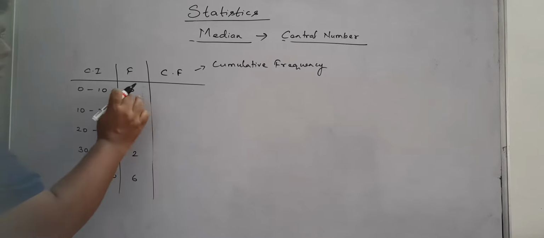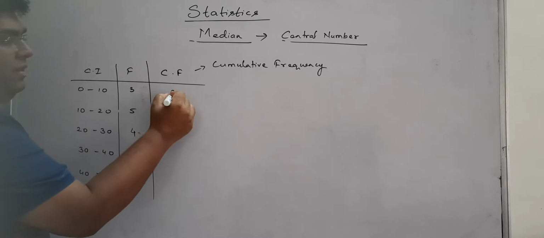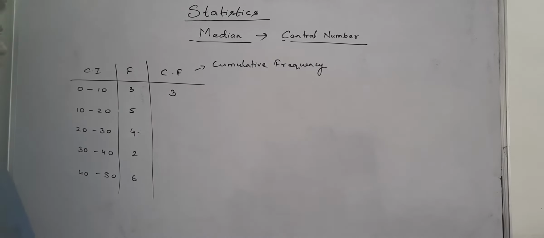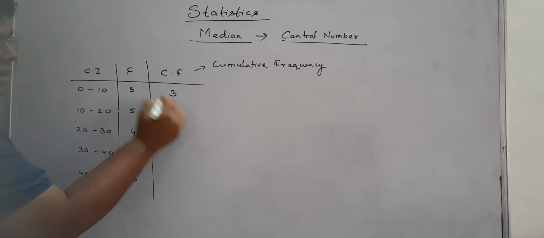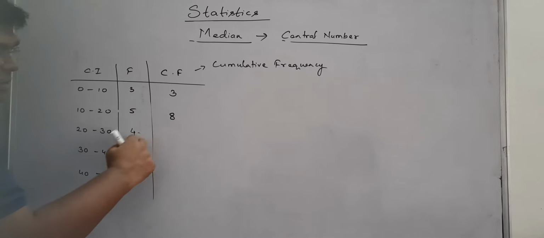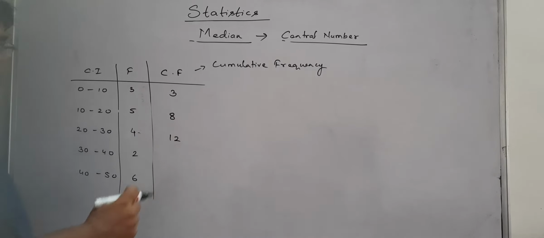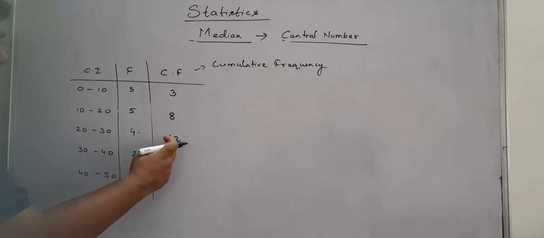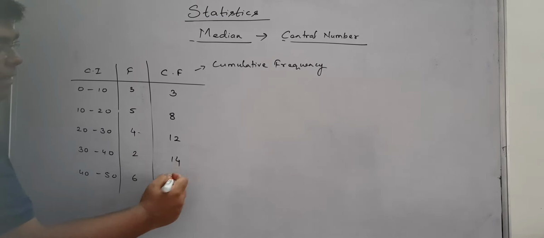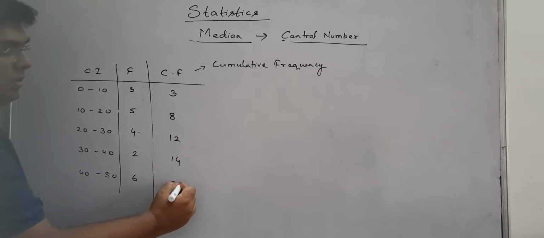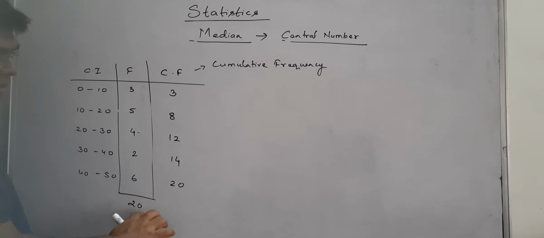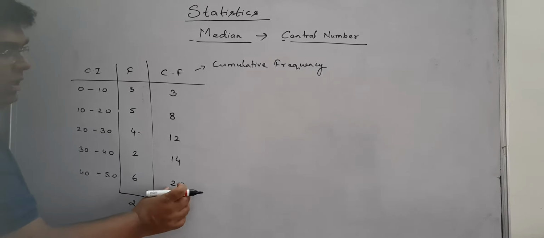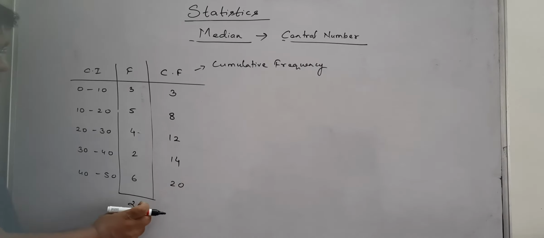For example, here the frequency is 3, so we will write 3 only. Now the next frequency is 5, so we add 3 plus 5, this is 8. Then 8 plus 4, so we keep on adding the next frequencies. 12 plus 2, and 14 plus 6, 20. Here the sum of frequencies also comes as 20. This is the checkpoint: your last CF should be equal to the total frequency, right?